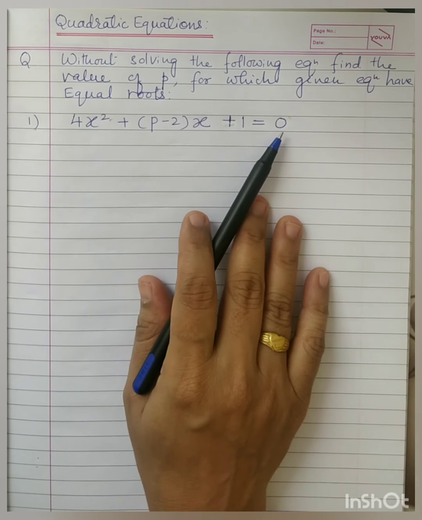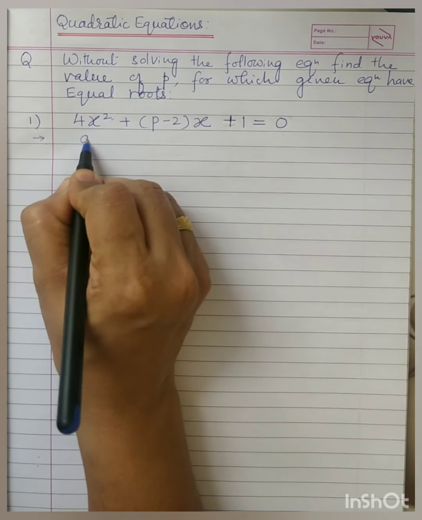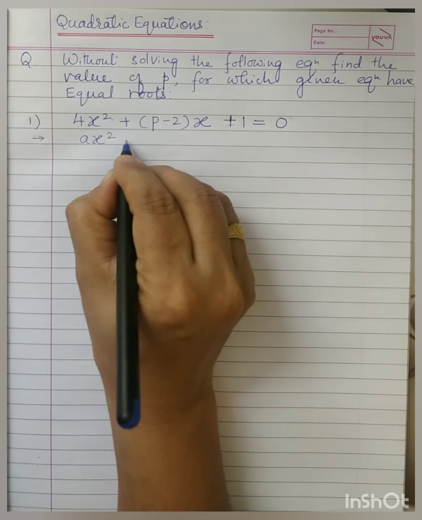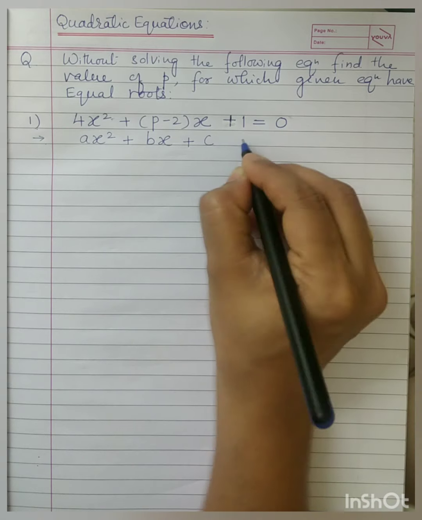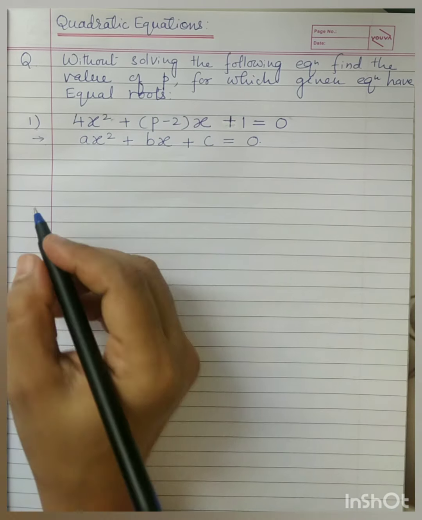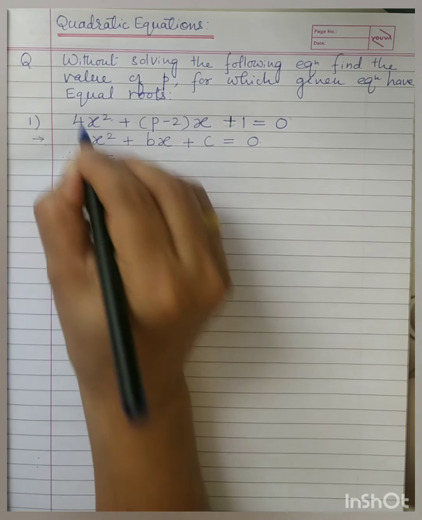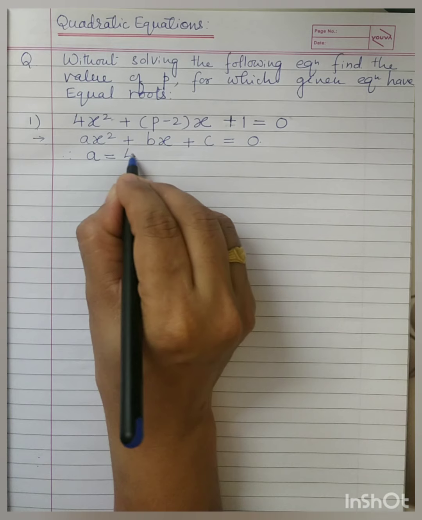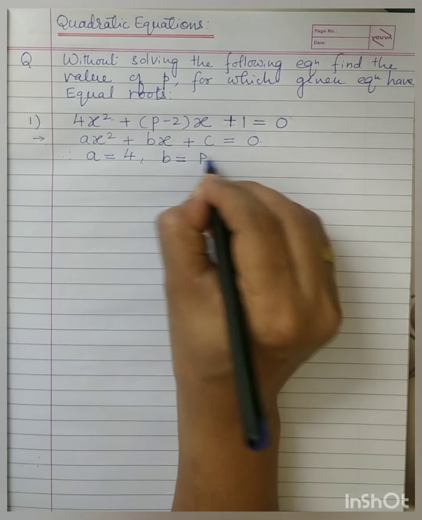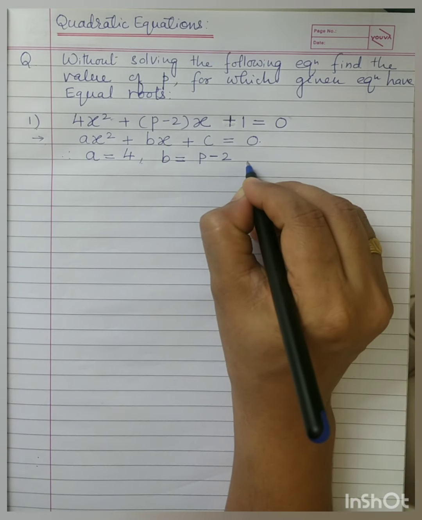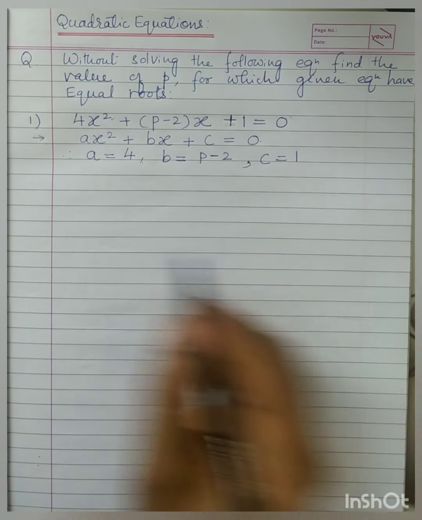This is a quadratic equation, right? So we can compare it. The first step is what? We shall compare it with the standard form. What is the standard form? ax square plus bx plus c equal to 0. So straightaway you can find the values of a, b, c. a is what? Coefficient of x square, that is 4. What is b? Coefficient of x. In this case, it is a binomial, p minus 2. And c is equal to what? 1.